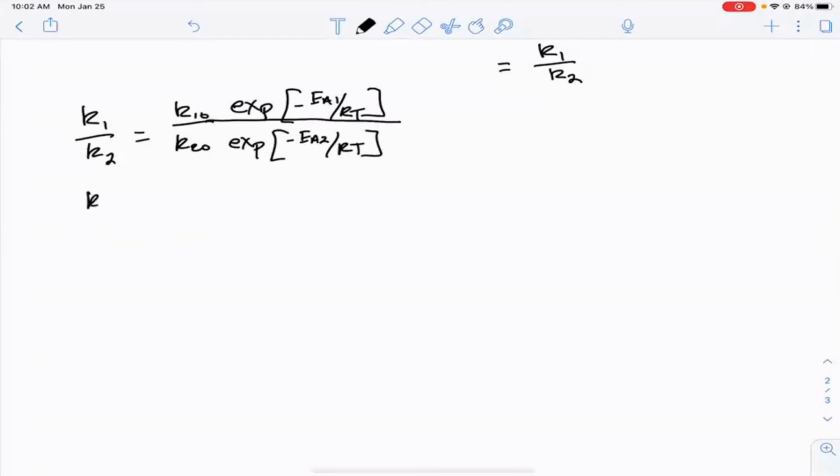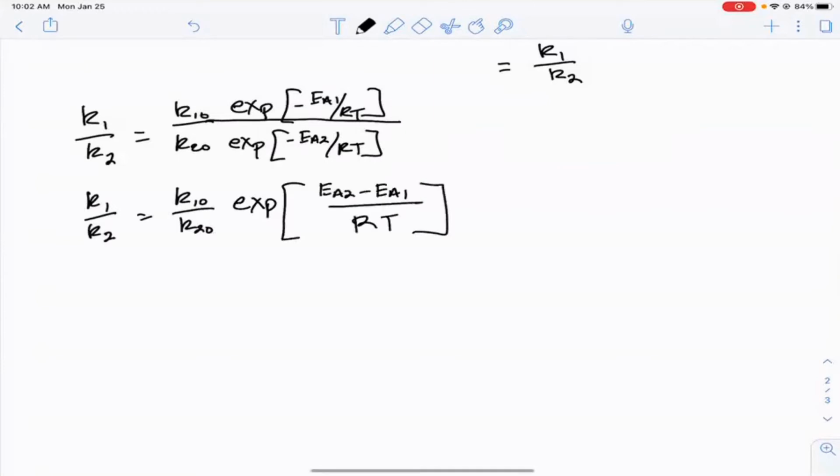And we end up getting an expression for K1 over K2 as equal to K10 over K20 times the exponent of EA2 minus EA1 divided by RT. And just like the yield that we discussed in the previous lecture, the relative magnitude of these activation energies will decide how the selectivity is going to shift.